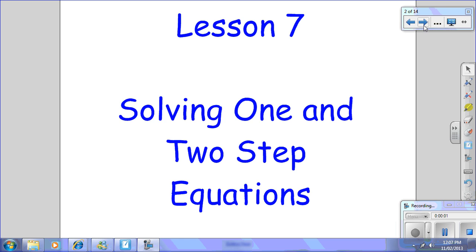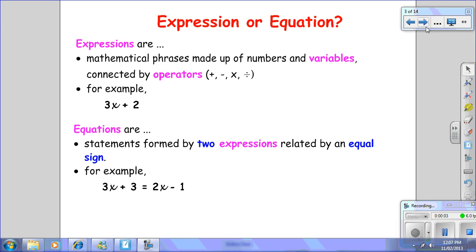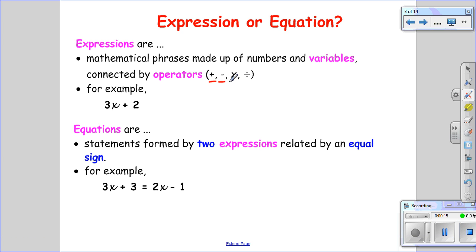Solving 1- and 2-step equations. First thing we need to know is what's the difference between an expression and an equation. An expression is a mathematical phrase made up of numbers and variables connected by operators such as addition, subtraction, multiplication, and division. So if you look at 3x plus 2, there's a variable multiplied by a number and added to another number. Equations, however, are statements formed by two expressions related by an equal sign.